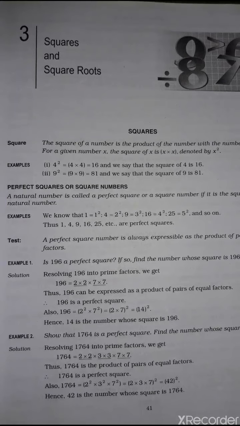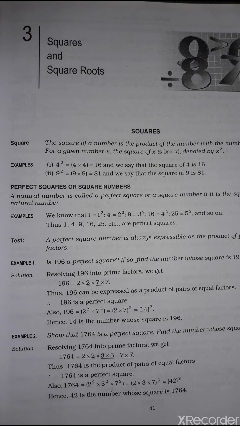Now let's come to perfect squares or square numbers. For perfect squares we must remember that the squares of natural numbers are called perfect squares. You must know that natural numbers start from 1: 1, 2, 3, 4, till infinity. So the smallest natural number is 1, and the squares of all natural numbers are perfect squares.